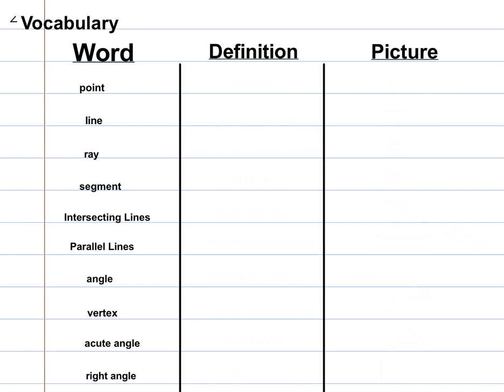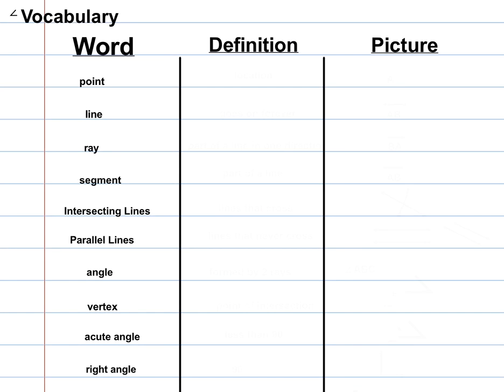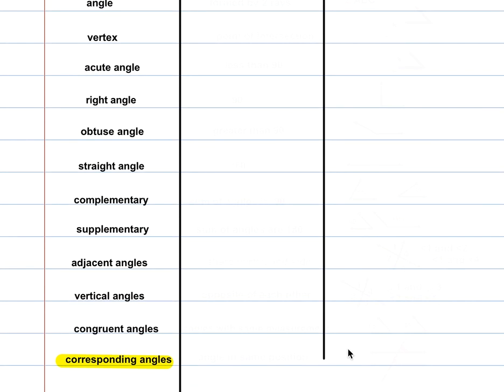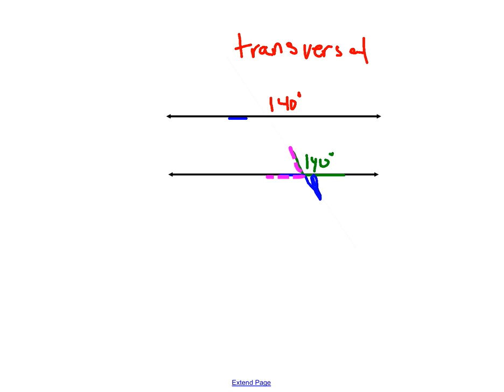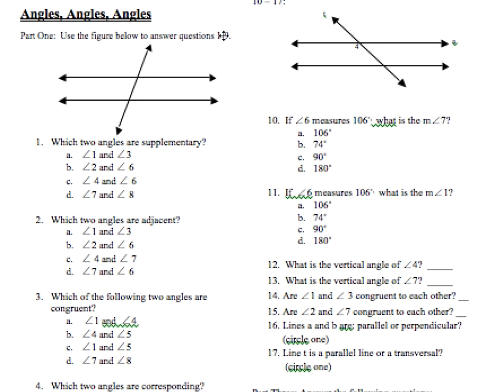So corresponding is the new word. Corresponding means the angle is in the same location in parallel lines. So when I have a set of parallel lines, these angles are in the same location. They're called corresponding. So you're going to get beginning on your worksheet.